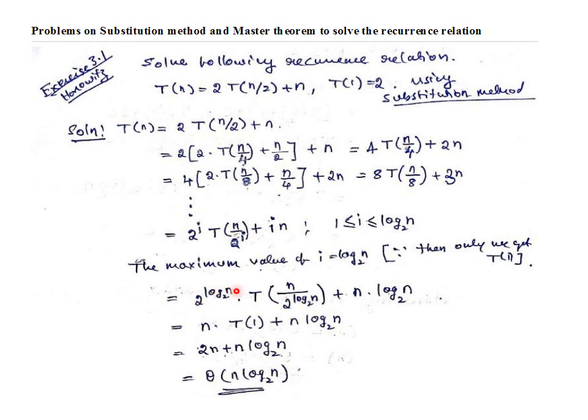Now 2 to the power log n base 2 is equal to 2 to the power i, which is equal to n. So n into T of n divided by n, that is T of 1, right? Plus n log n base 2. So what is the value of T of 1? This is given, T of 1 is equal to 2, right? So n into 2, that is 2n, plus n log n base 2.